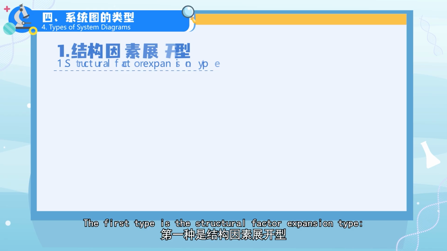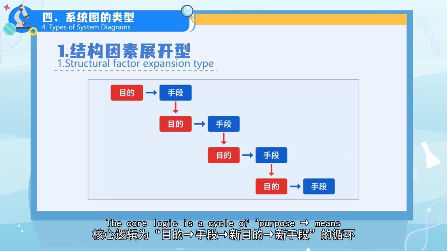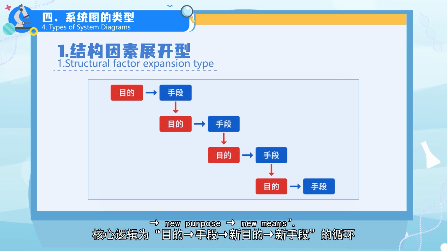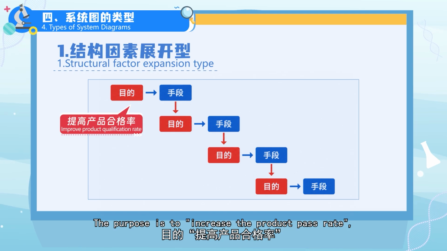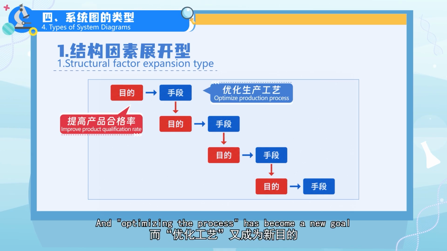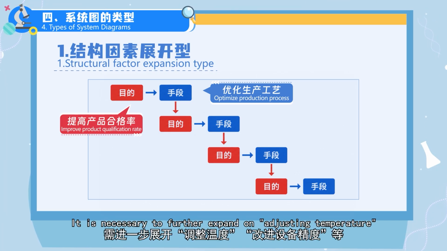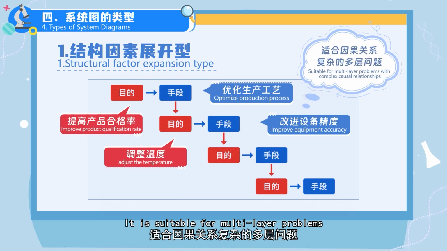There are two types of system diagrams. The first type is the structural factor expansion type. The core logic is a cycle of purpose, means, new purpose, new means. For example, the purpose is to increase the product pass rate. The means is optimizing production processes. And optimizing the process has become a new goal. It is necessary to further expand on adjusting temperature and improving equipment accuracy, etc. It is suitable for multi-layer problems with complex causal relationships.